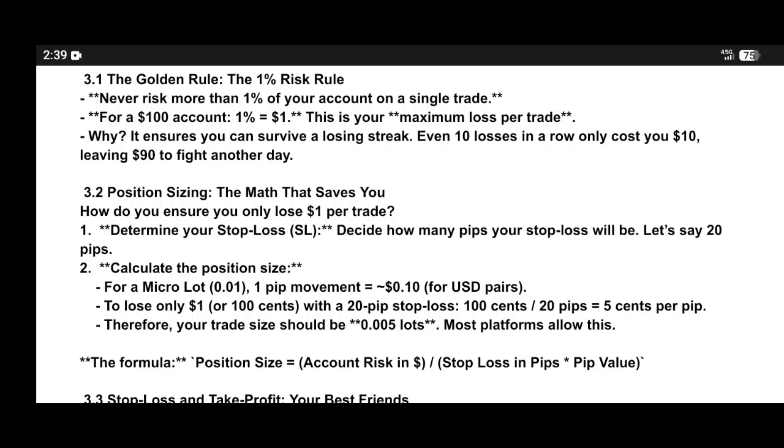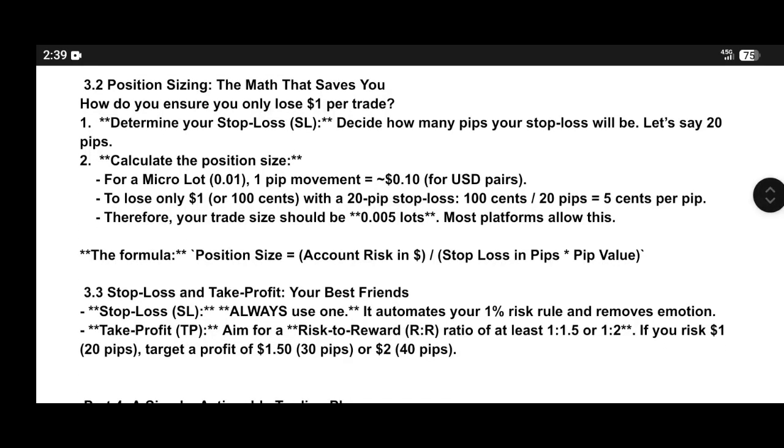Focus on micro lot, which is 0.01, or 1 pip movement, which is 0.10 for USD pairs. To lose $1 or 100 cents with a 20 pip stop loss, or 5 cents per pip, therefore your trade size should be 0.05. Most platforms allow this. Are you getting me? So the formula is this: your position size equals risk in dollars over stop loss in pips times pip value.